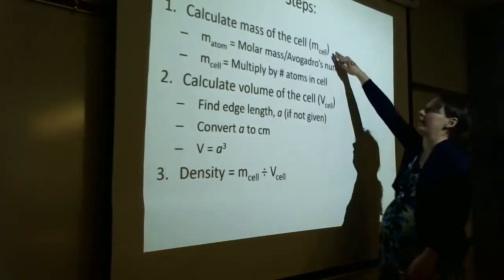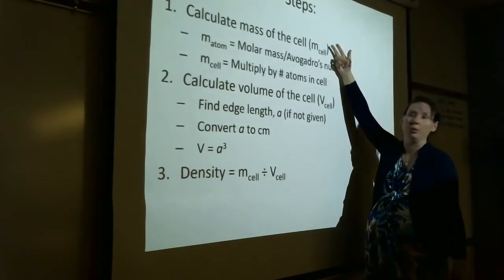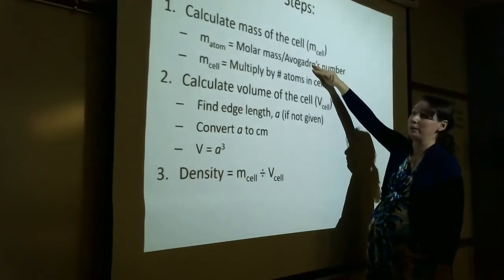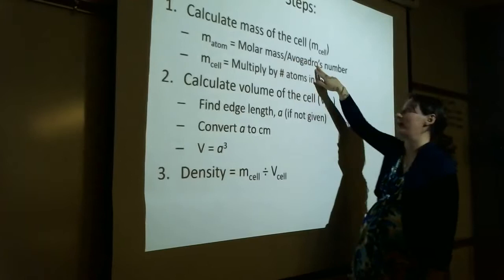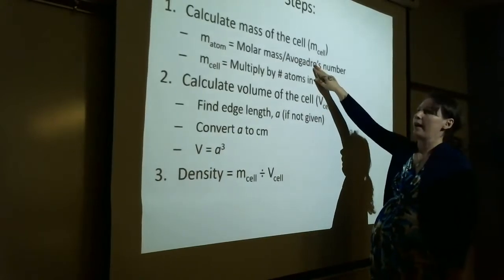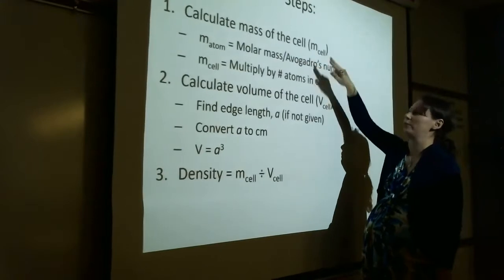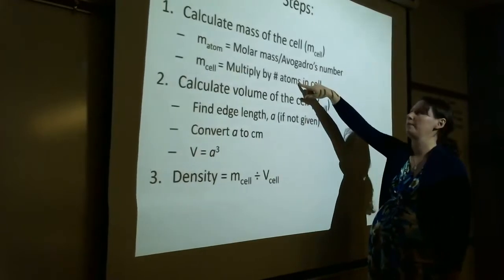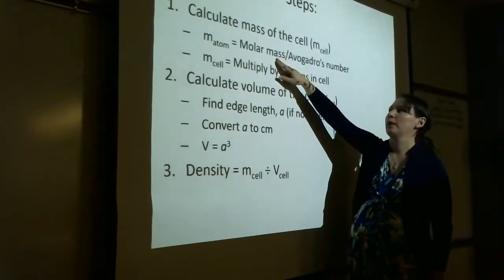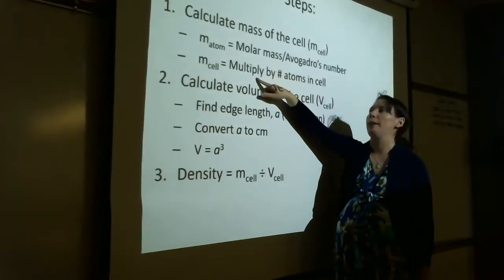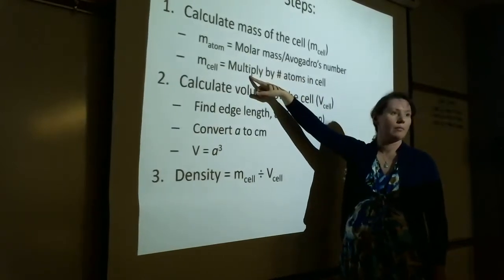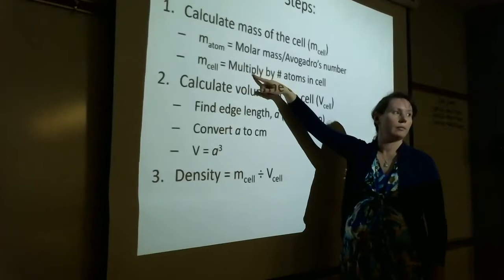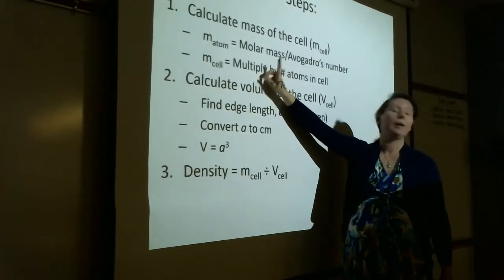The first thing we're going to do is calculate M cell, which we already know how to do. If we can figure out the mass of an atom, which is just molar mass divided by Avogadro's number, we can then convert mass of an atom to mass of a cell by multiplying by the number of atoms in the cell. So if it's simple cubic, what will we multiply by to turn it into mass of the cell? 1, because there's one net atom in simple cubic.